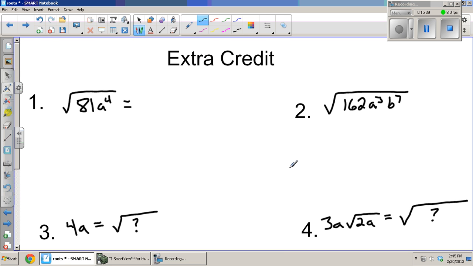Alright, so here's 4 extra credit problems. For 1 and 2, let's find the square roots of each of these. For 3, I want you to show me what would be inside this square root sign. You're working backwards. And the same for 4. 4 is pretty tough. You need to rewind, look at it, do these for extra credit, turn it in to Mr. Riddle, and I hope you now know how to do the roots.